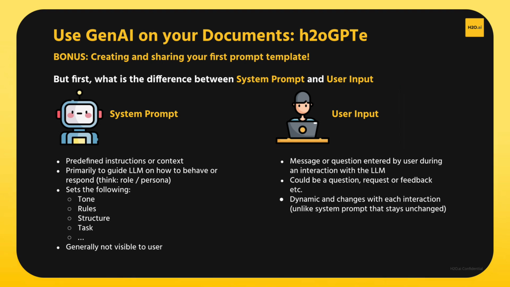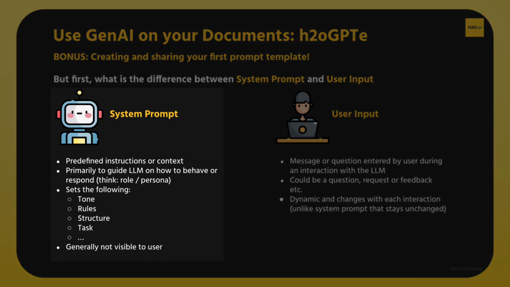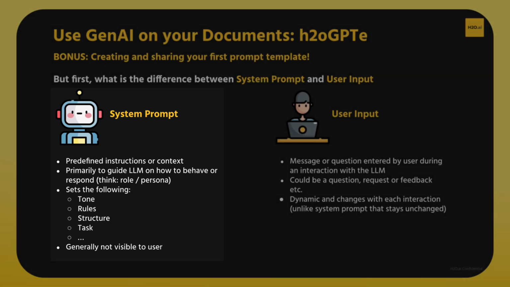Let's break it down. System prompts. The system prompt is the AI's instruction manual. It sets the stage for how the AI will behave and respond. Imagine you're assigning the AI a role, tone, or a specific task before it starts interacting. It's the invisible setup that ensures consistency in how the AI operates.